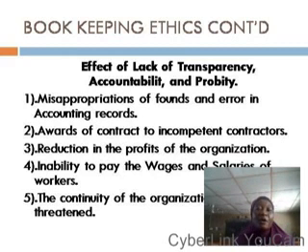Effect of lack of transparency, accountability and probity. Effect of lack of TAP in an organization. We have looked into the advantages; these are the effects. Misappropriation of funds and error in accounting records.